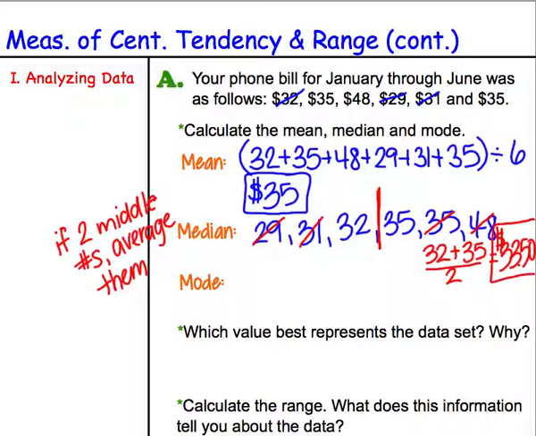Mode, as you can see, I have 35 appearing twice because it's the most often occurring number. So my mode is going to be that $35.